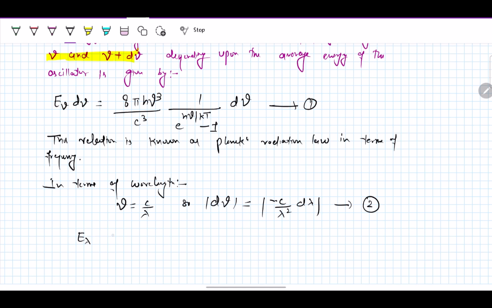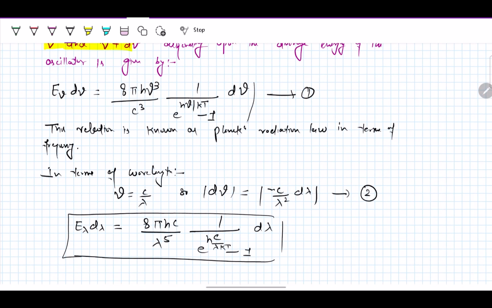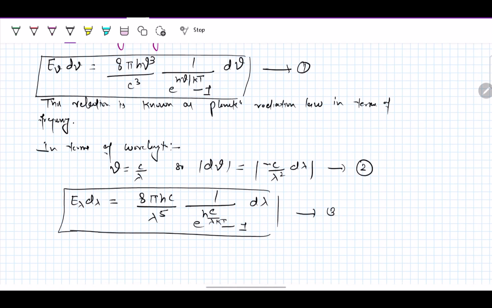So we are going to replace this energy density in terms of wavelength. E lambda d lambda is equal to 8 pi h c over lambda to the power 5, times 1 over exponential of h c by lambda kT minus 1, and here we have d lambda. So this is the equation for energy density in terms of wavelength, and the earlier one is the equation for energy density in terms of frequency. All right, now let's say this is my equation number 3.